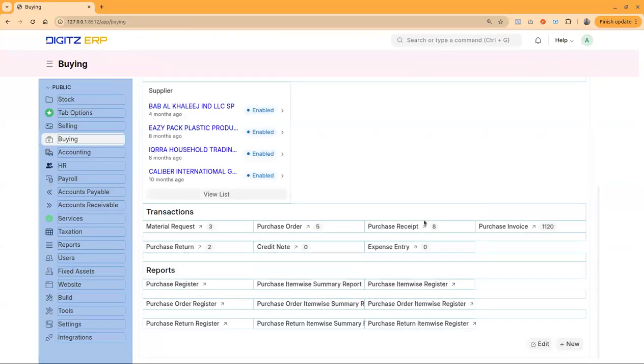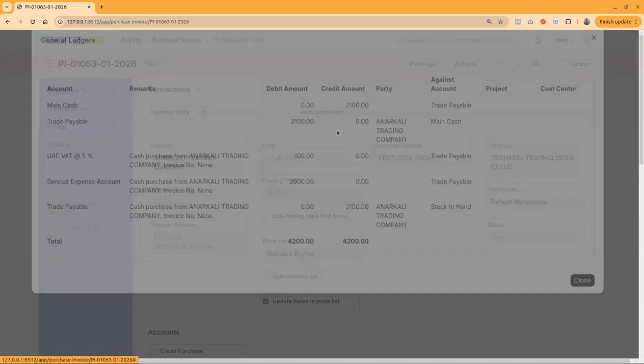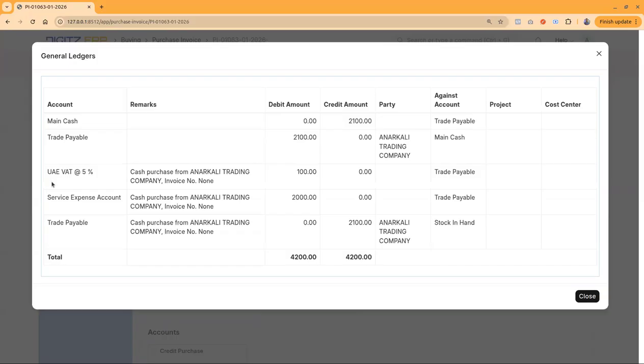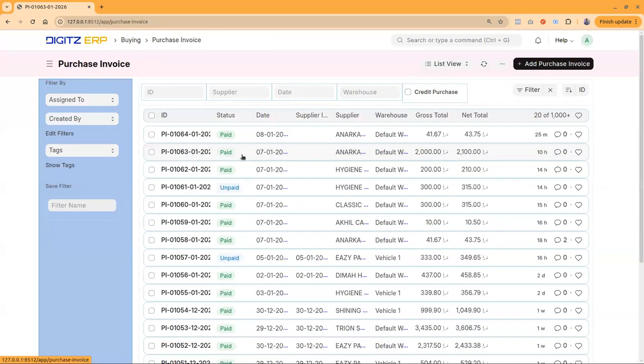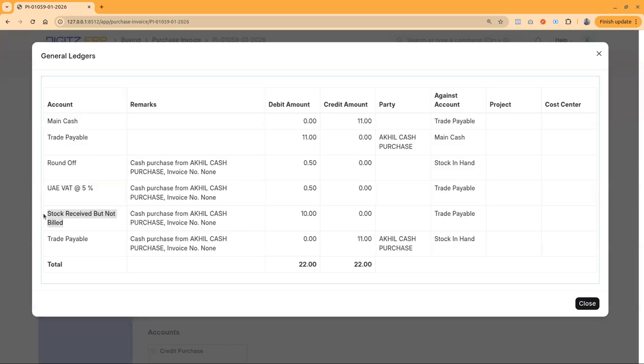And when we are checking the purchase invoice, you can see that the posting happened with the stock received but not billed. I will check a different one. This purchase invoice I am taking. So the stock received but not billed is nullified by having a debit entry, and the payable is reflected. So this way, there is no expense account reflected when we are doing the purchase invoice directly with inventory-related items.